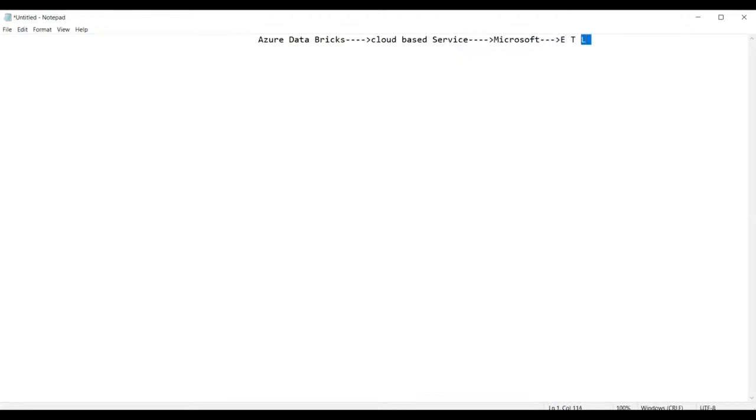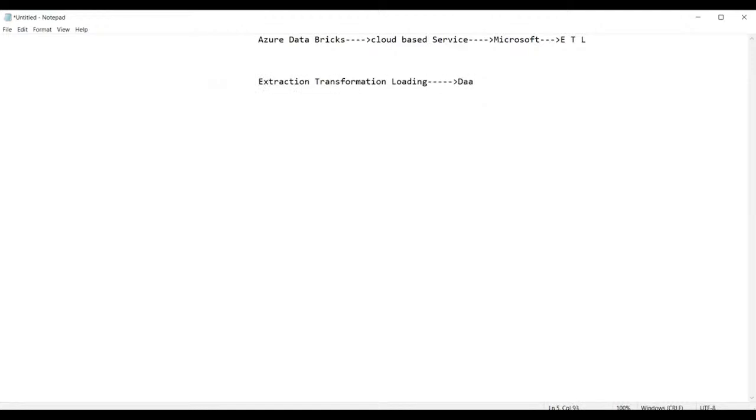Now, guys, what do you mean by ETL? ETL stands for, already I told you yesterday, ETL stands for what? Extraction, transformation, and loading. Extraction, transformation, and loading.